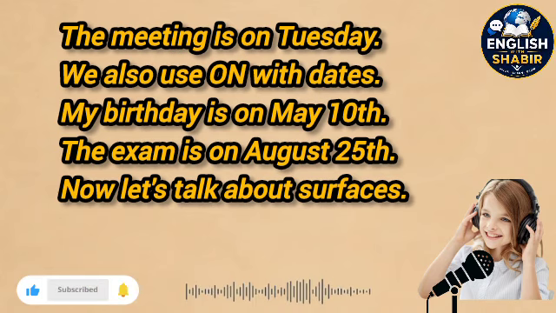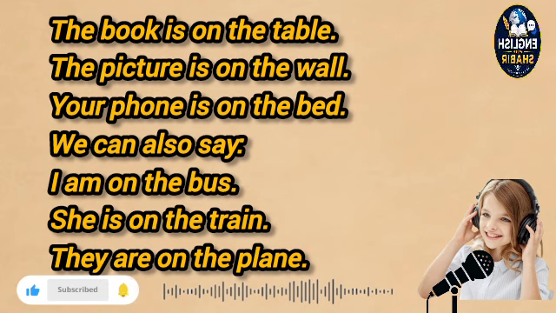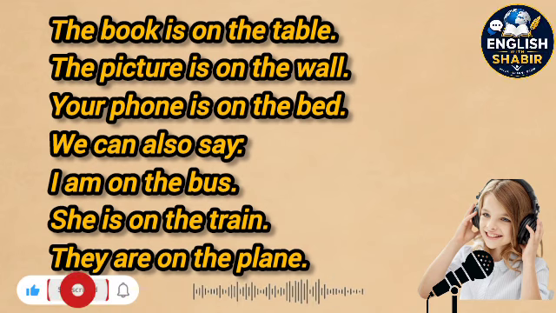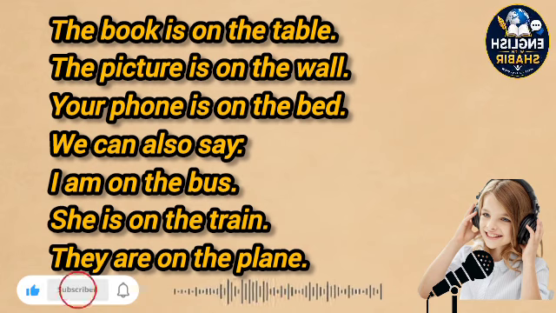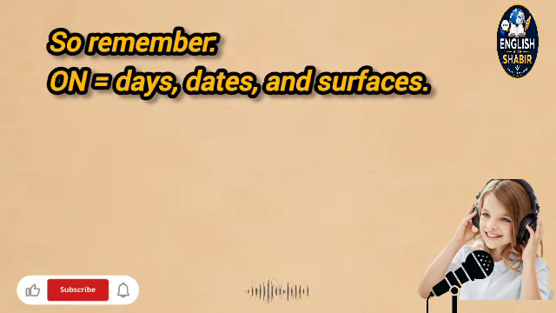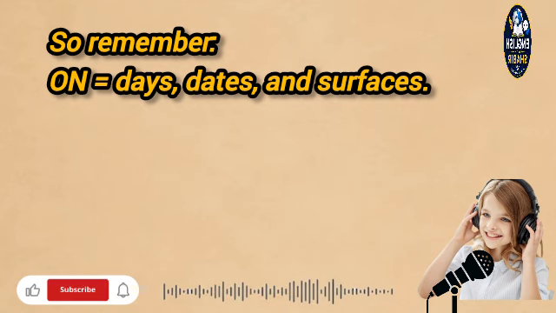Now let's talk about surfaces. The book is on the table. The picture is on the wall. Your phone is on the bed. We can also say, I am on the bus. She is on the train. They are on the plane. So remember, ON equals days, dates, and surfaces.